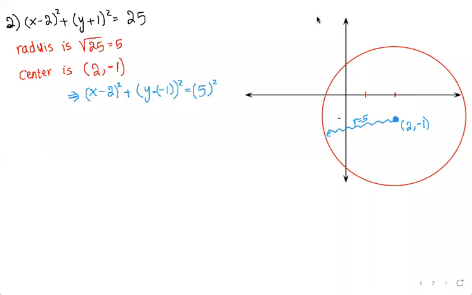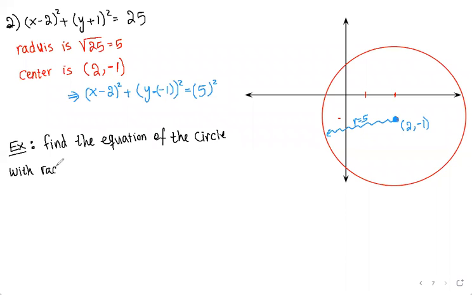So now let me give you another example. The question is: find the equation of the circle with radius 3 and center (2, minus 5).